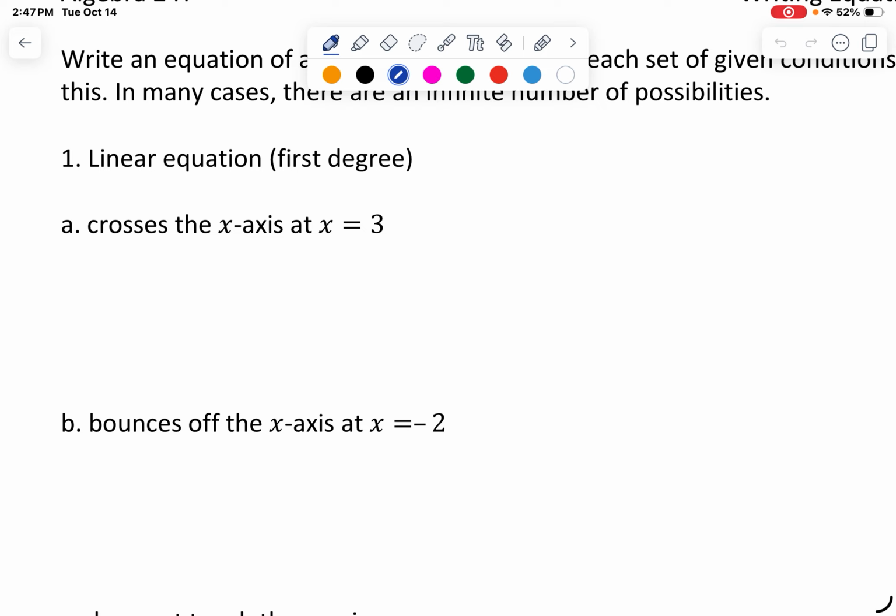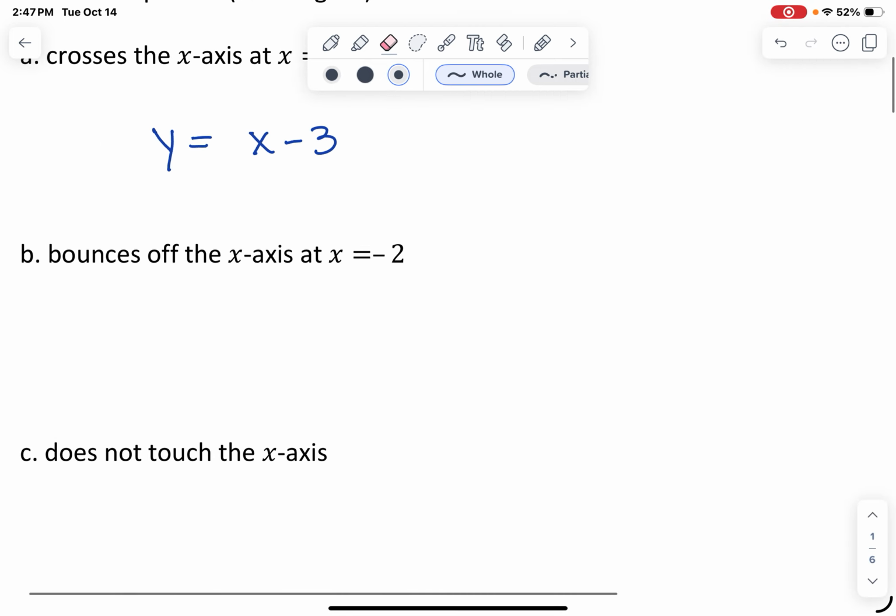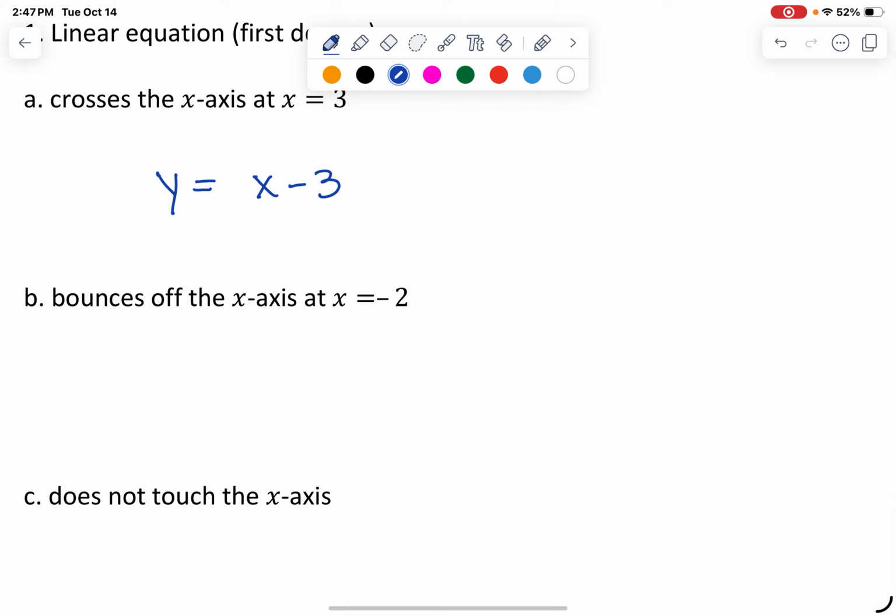So the first one is writing a linear equation that crosses the x-axis at x equals 3. So we want to have an x-intercept of 3, so that would be x minus 3. That gives us a 0 of 3, and a factor of x minus 3. You don't need the parentheses there, right? You can say, oh yeah, I don't even need those when I'm done, if you want, okay? But that is one answer there.